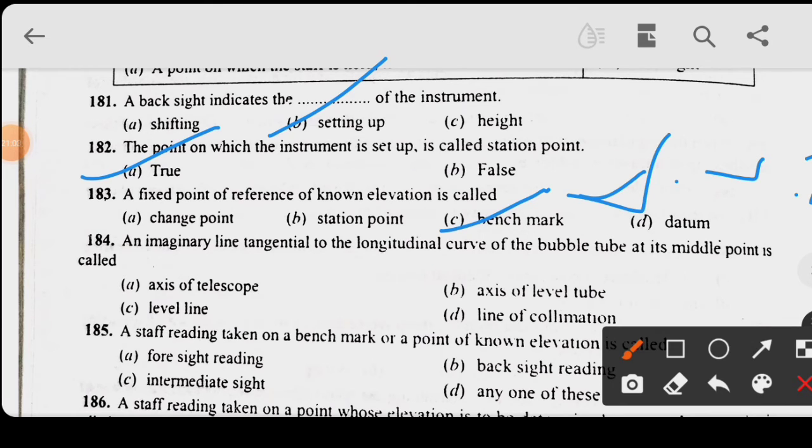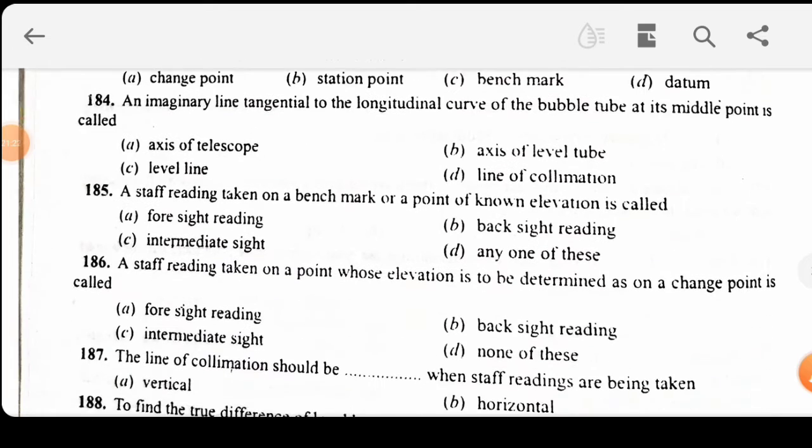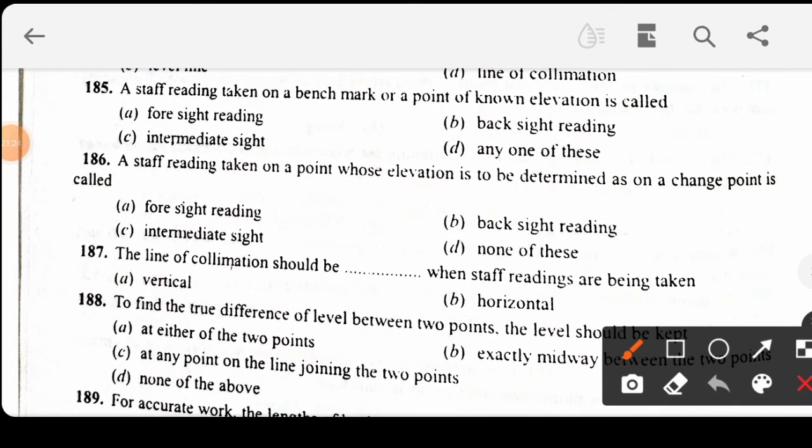Question number 184. An imaginary line tangential of the longitudinal curve of the bubble tube at its middle point is called axis of level tube. A staff reading taken on a benchmark or a point of known elevation is called backside reading. A very, very important question.